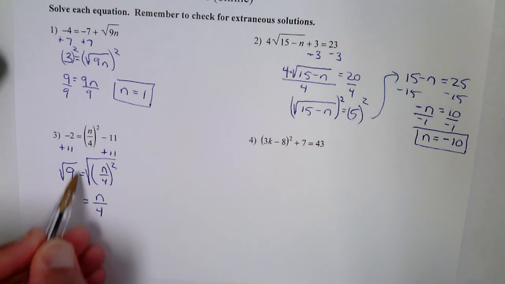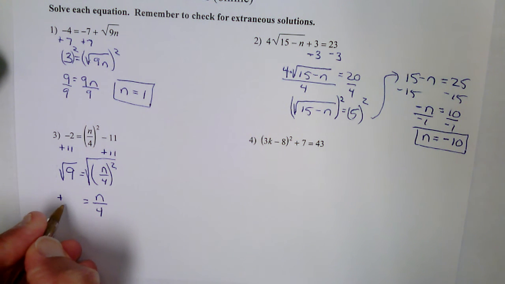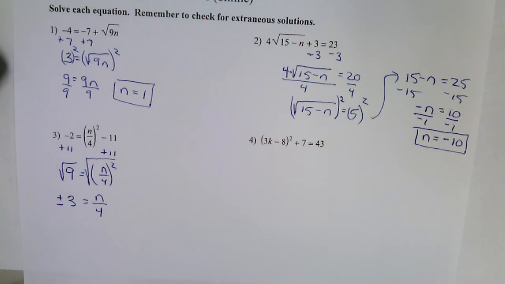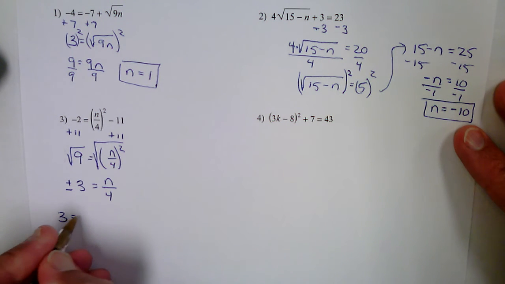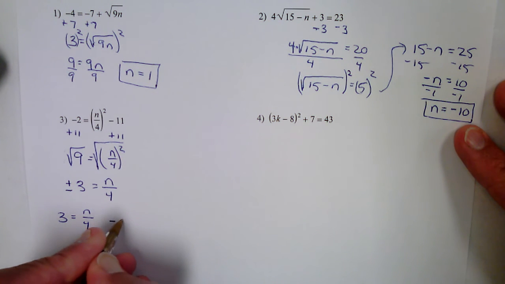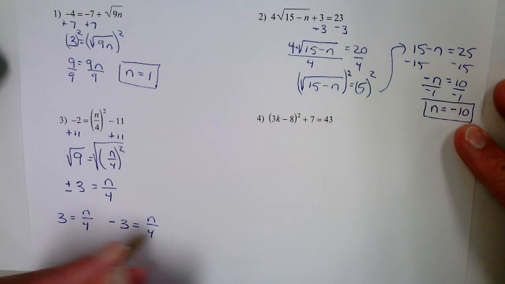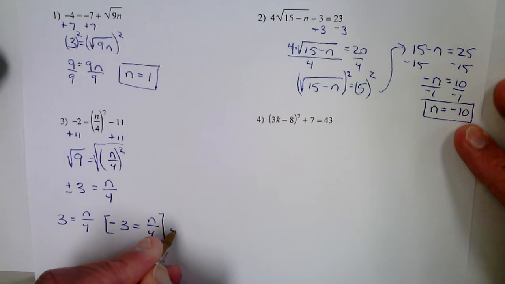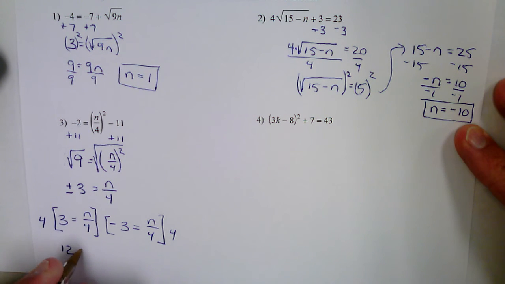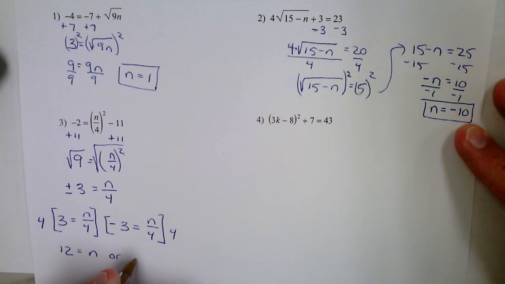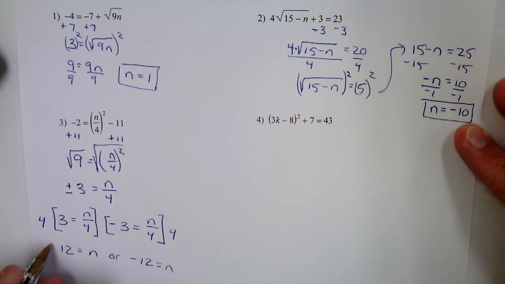And on the left side, we have to remember that I can either square positive 3 and get 9, or I could square negative 3. So just like when you're doing absolute values, we're going to have 2 answers for these problems. Okay? So it's going to be positive 3 equals n over 4, and negative 3 equals n over 4. So to finish this off, we're going to multiply everything by 4, and we get 12 equals n, or negative 12 equals n.